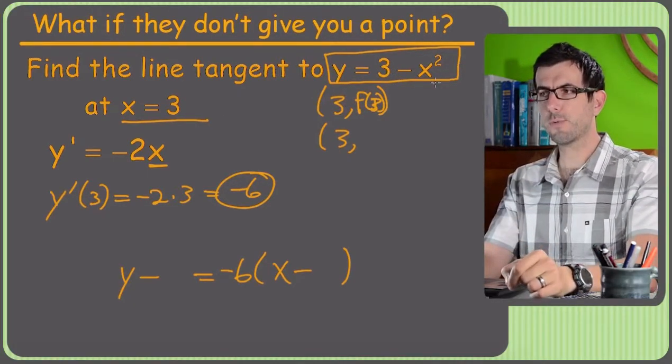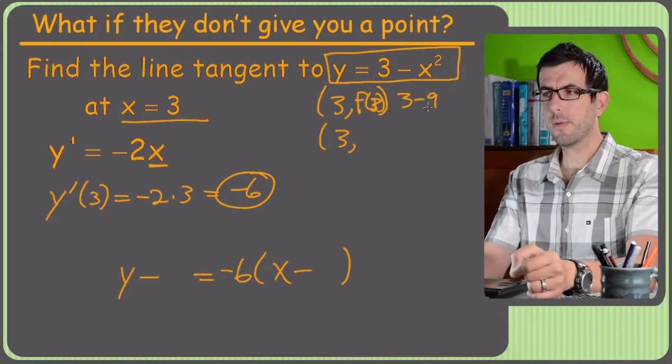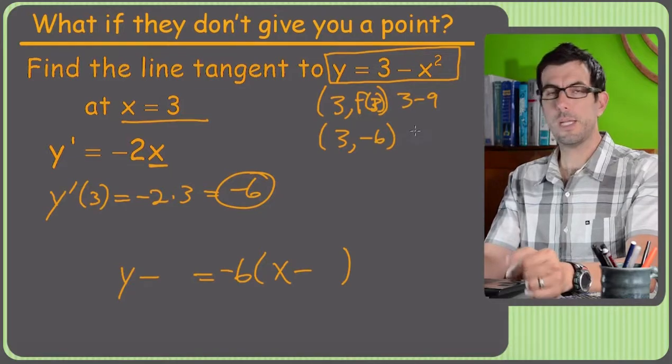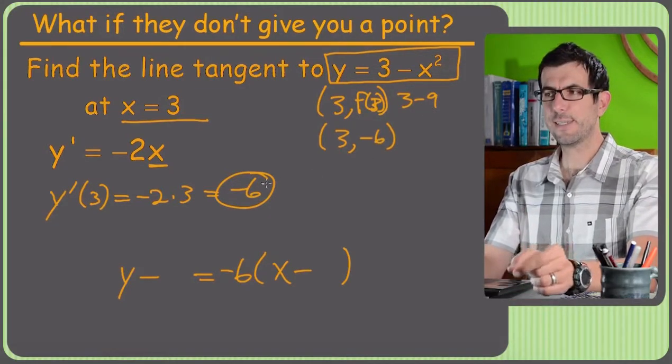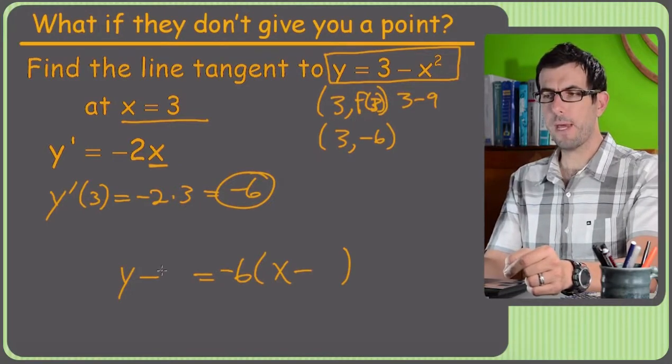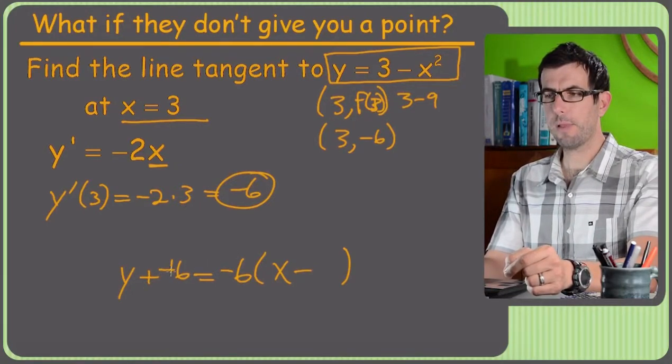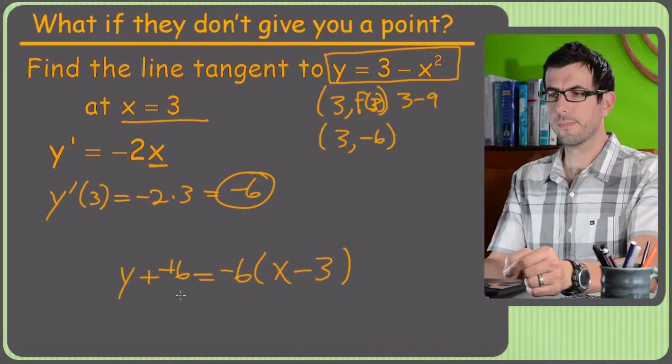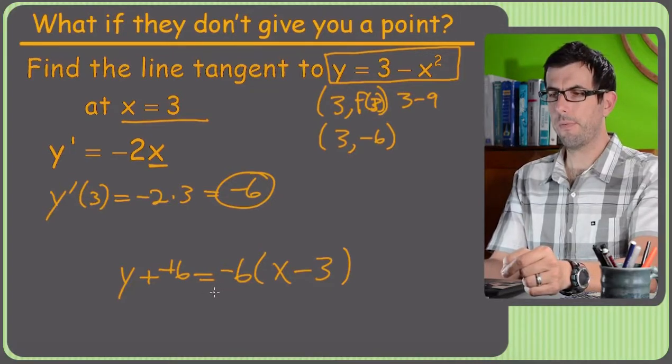So it's 3 minus 3 squared. You plug in 3, you get 3 minus 9, which is -6. All right, so by a complete coincidence, the slope and the y coordinate are the same. Anyway, so y minus a -6 is actually y plus 6, and then x minus 3. So we get y plus 6 equals -6 times x minus 3.